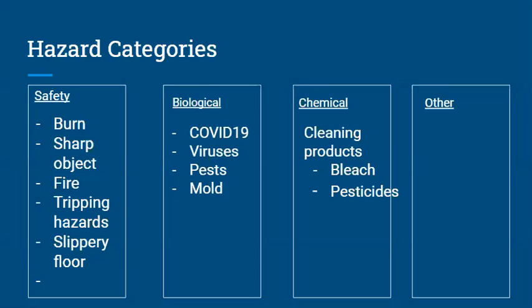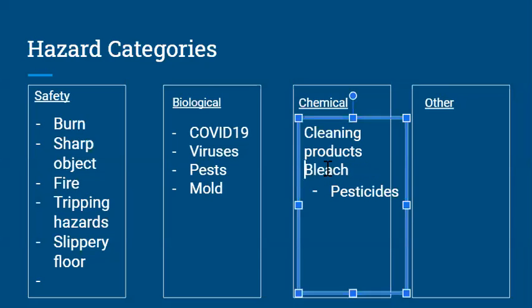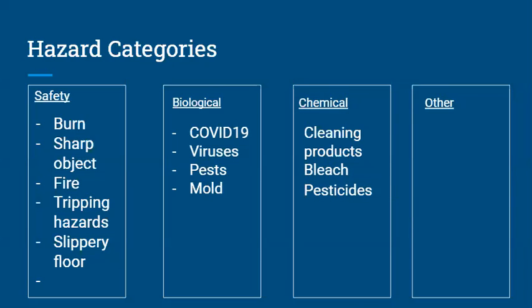The next category is chemical hazards. This can include things like cleaning products, which is very common. The types of cleaning products that are very much in everyone's minds right now are bleach and disinfectants. But there are others, such as pesticides, and a lot of others depending on the kind of work task that you're doing in the industry.